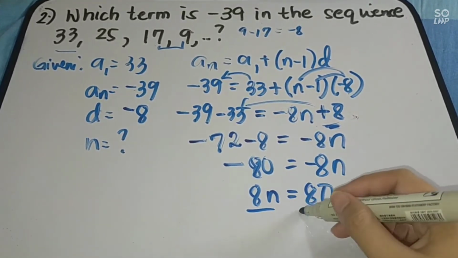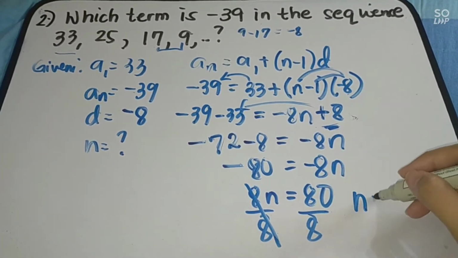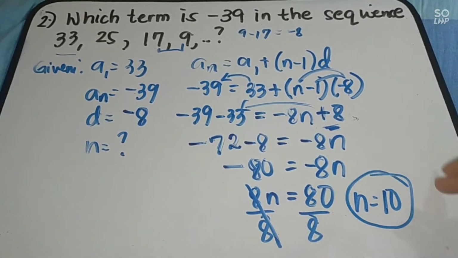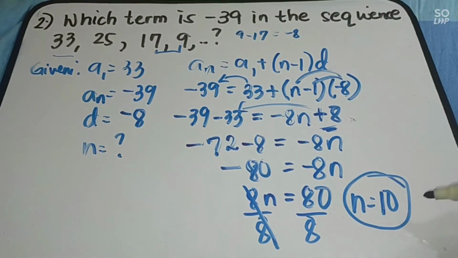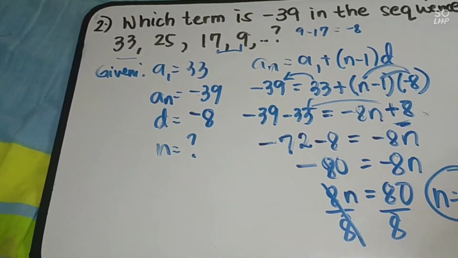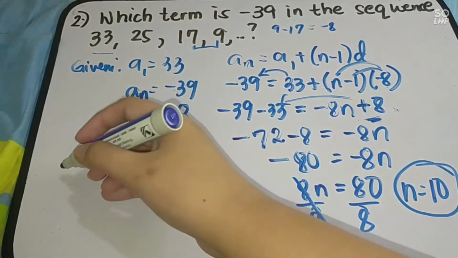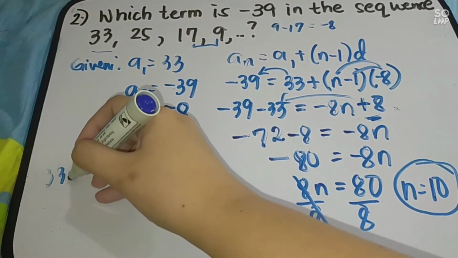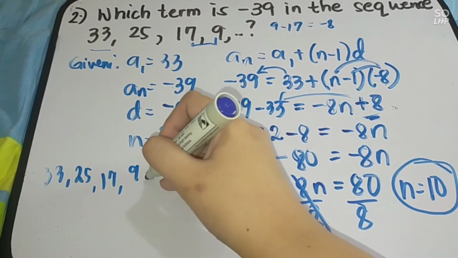Then, divide both sides mo na by 8. By 8. Cancelled out. So, ang n mo is 10. So, meaning, si negative 39 is pang 10 term. O, ganun lang siya kasimple. So, paano mo i-check kung siya ba ay pang 10 term talaga? So, magmano-mano ka. We have here 33, 25, 17, 9.